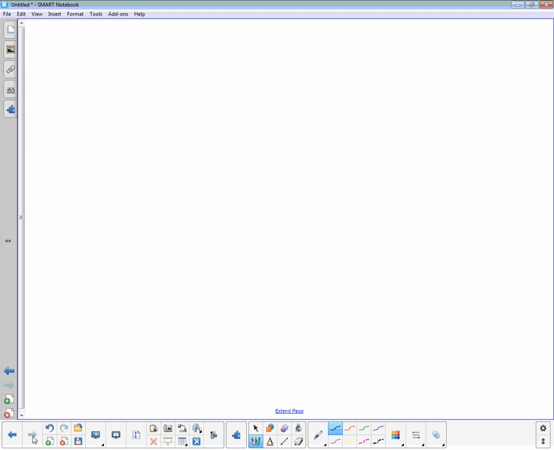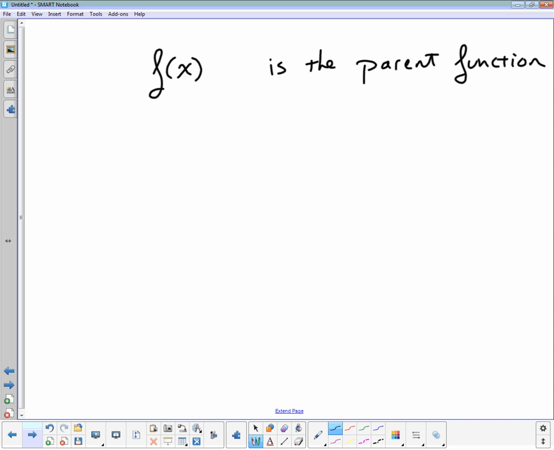So, for the function, let's say f of x is the parent function. I can say y equals f of x. So y is the dependent variable. We graph this, and f of x is a function of the variable.